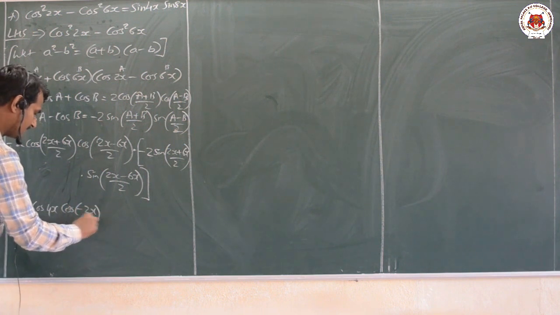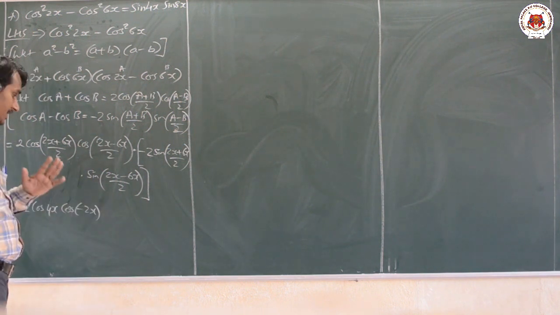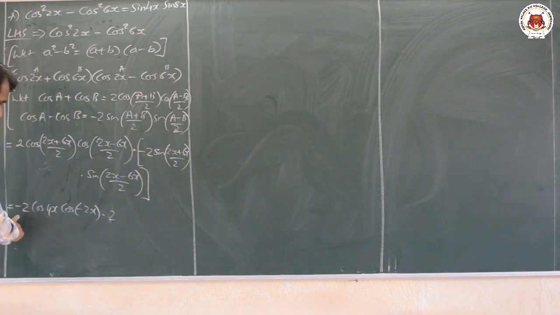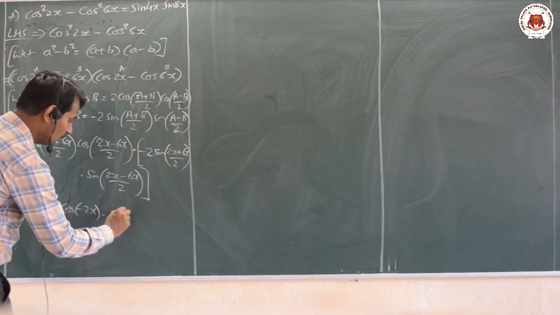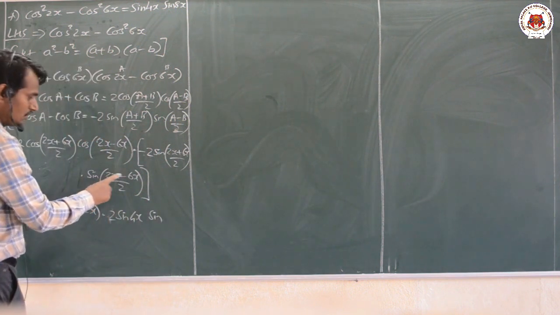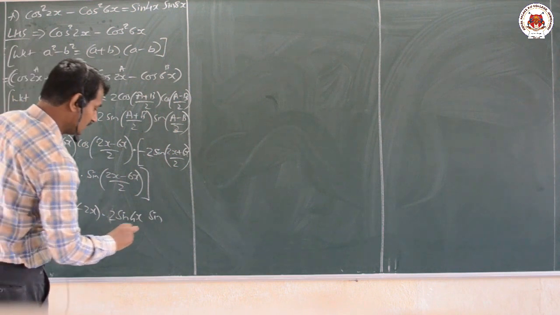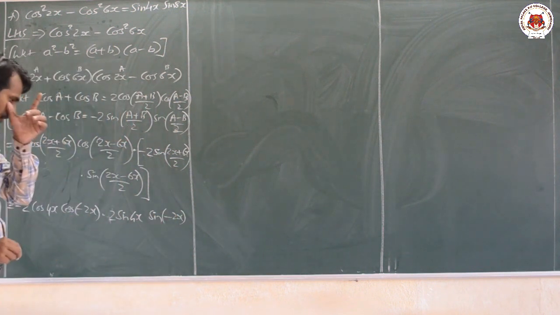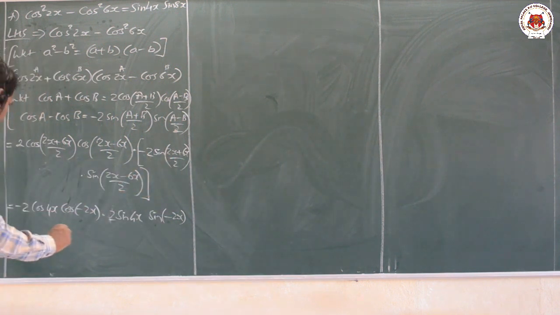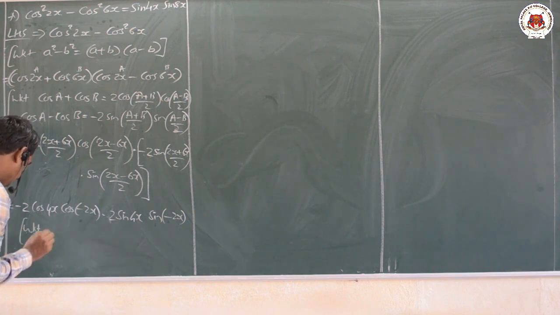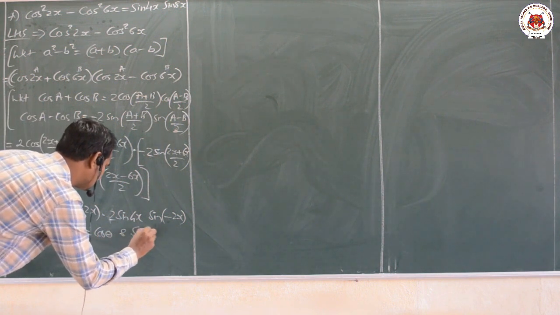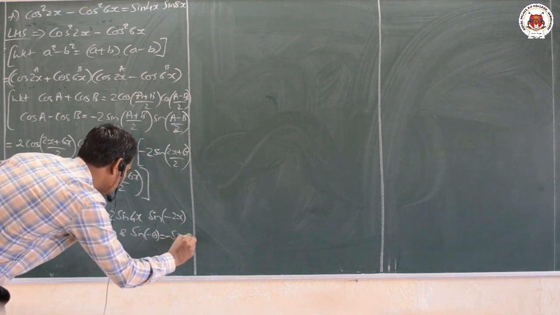That is minus 2x, cos of minus theta is cos theta itself. Then, since I have taken the minus sign outside and it is multiplication, again I will write 2 sin of 8x by 2, that is 4x, into sin of (2x minus 6x), that is minus 4x by 2, that is minus 2x. Now here we know that cos of minus theta is cos theta and sin of minus theta is minus sin theta.